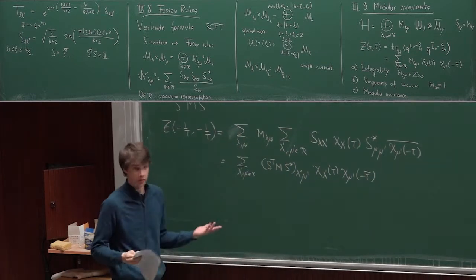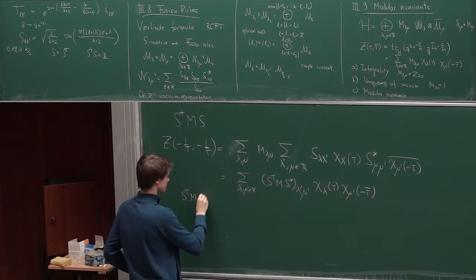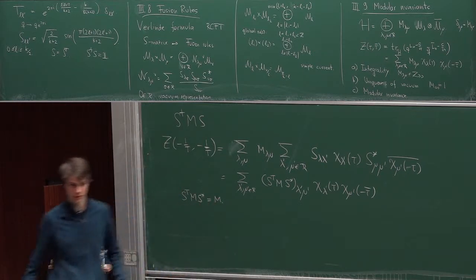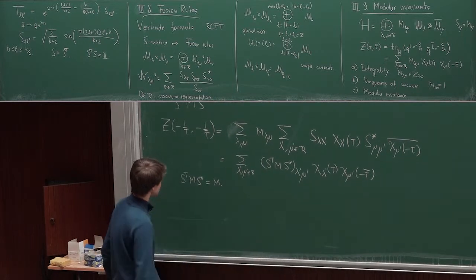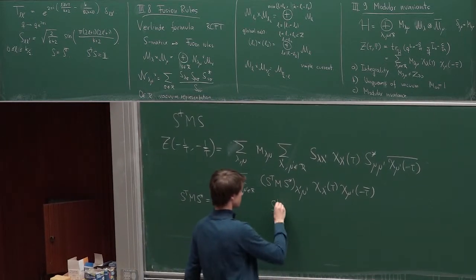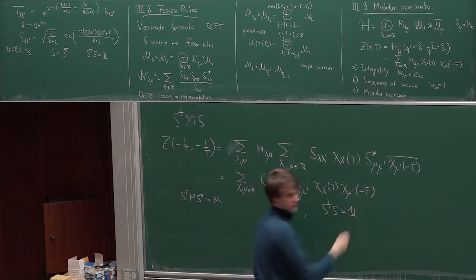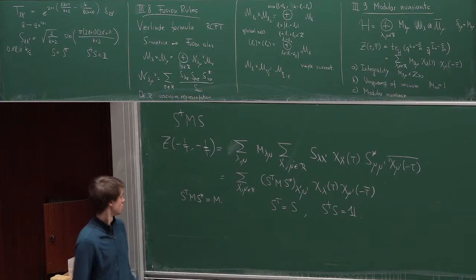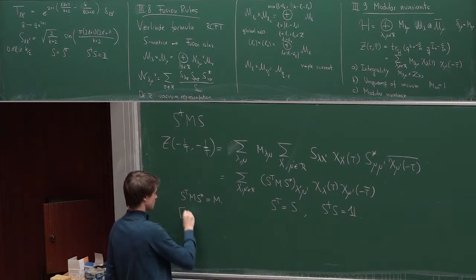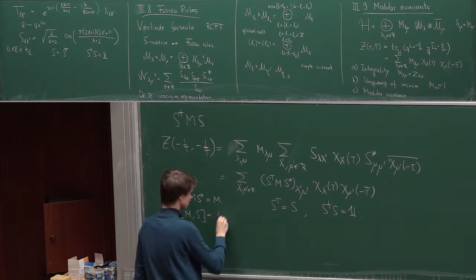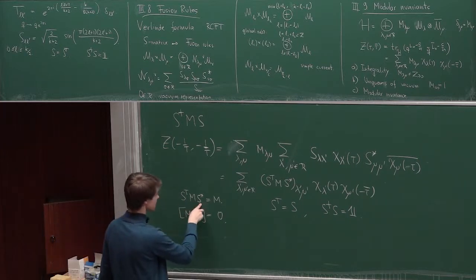Okay, and this should be the original thing. So this tells you that S transpose M S star is M. That's the constraint of modular invariants. And another nice way of writing this is because we already saw that S transpose is S, and S dagger S is 1. It was unitary and symmetric. So you can rewrite this by just taking it on the other side, so that the commutator of M with S is 0. So they just commute, because that's the same thing as S M S to the minus 1.